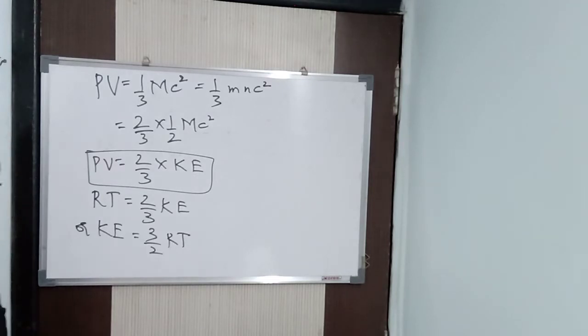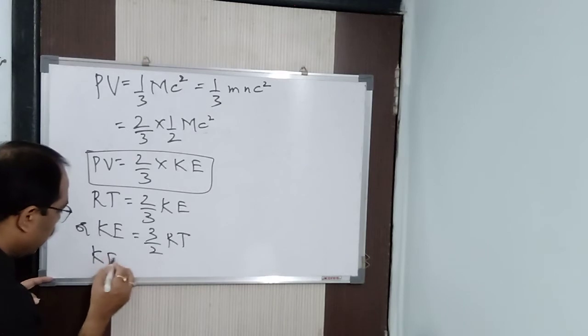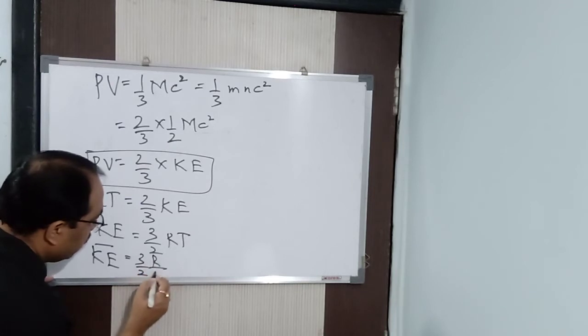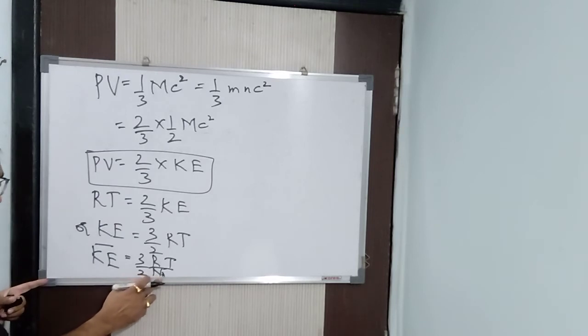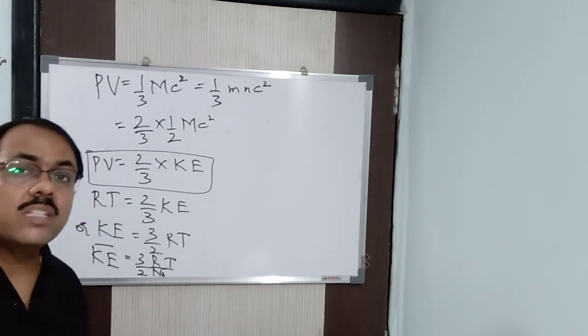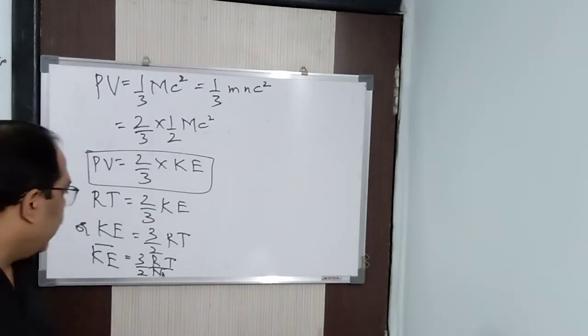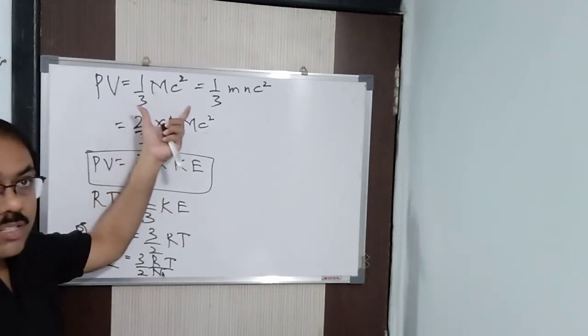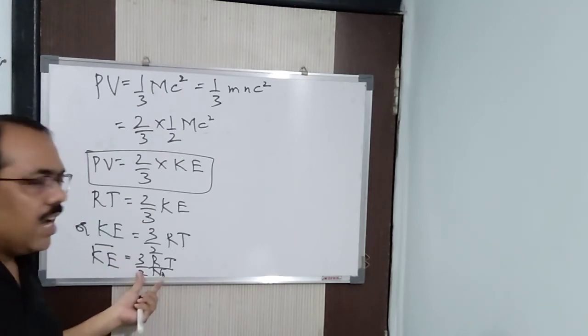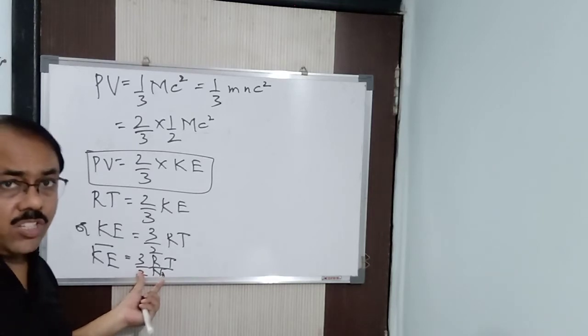Now if I want to calculate the average kinetic energy, which I will take as KE bar, how will I get it? I will divide it by Avogadro's number, Na. When I divide 3 by 2 RT by Avogadro's number, I get the average kinetic energy of the gas molecules present in the container. Here M stands for the mass of 1 mole of the gas, and 1 mole contains Avogadro's number of molecules. Hence I divide by Avogadro's number to get the average value.